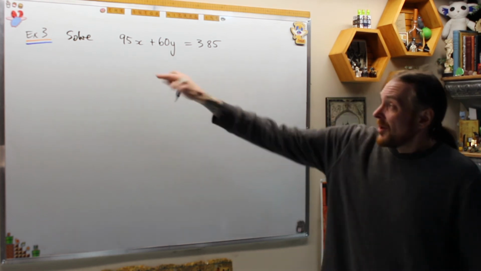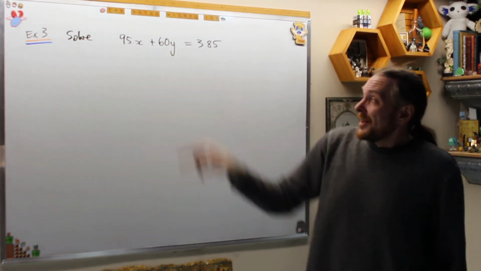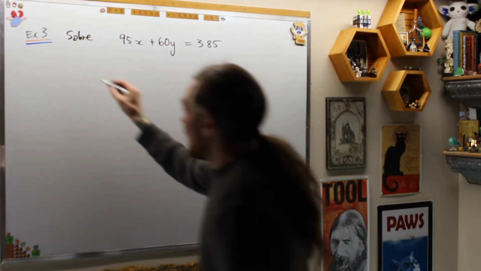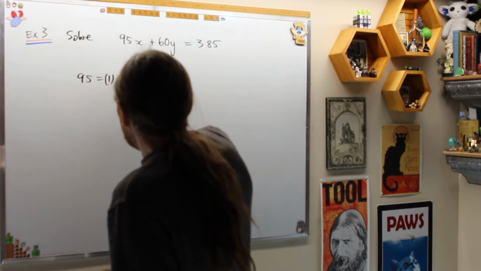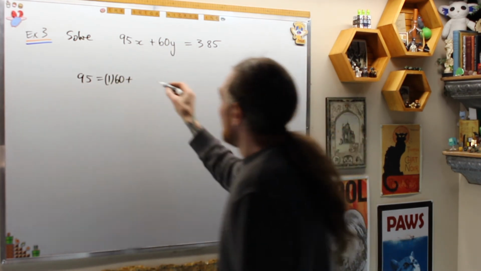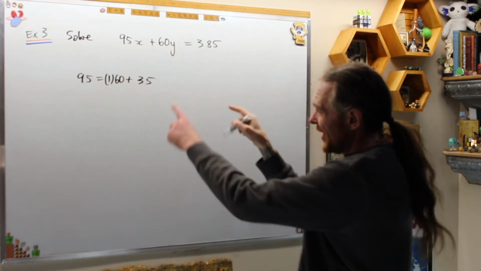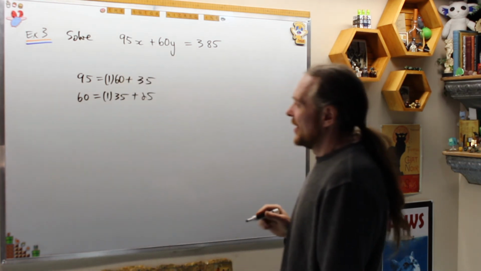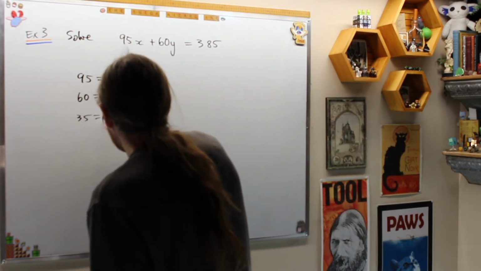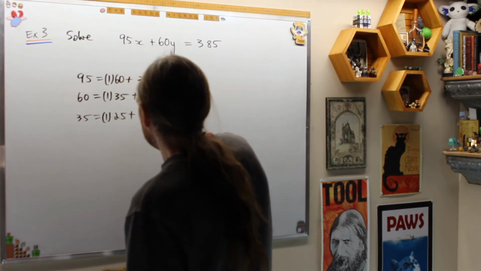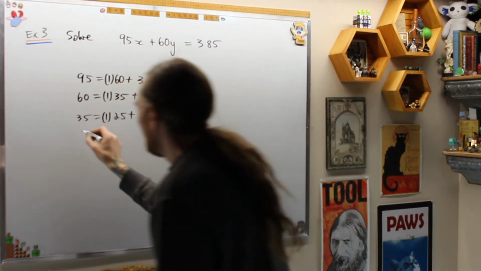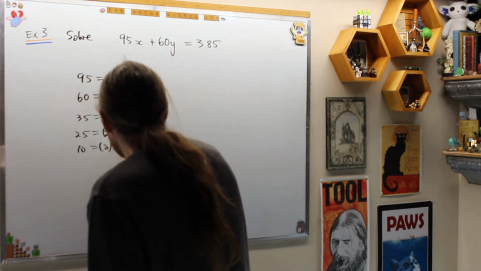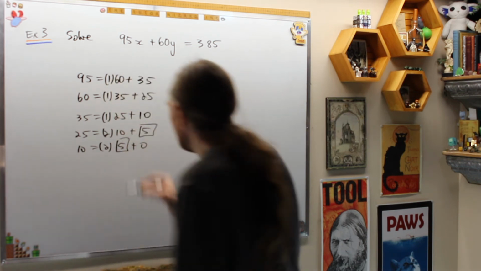What are we going to do? First of all, I have the A's and B's are 95 and 60, so I want to find the GCD of the left-hand side. So I look at 95 is 1 group of 60 plus 35. Now I play the same game. 60 is one group of 35 plus 25. 35 is one group of 25 plus 10. 25 is two groups of 10 plus 5, and 10 is two groups of 5 plus 0. So the GCD is 5.